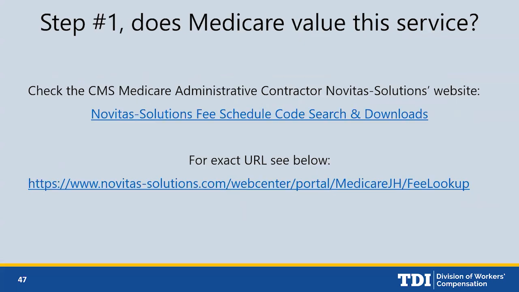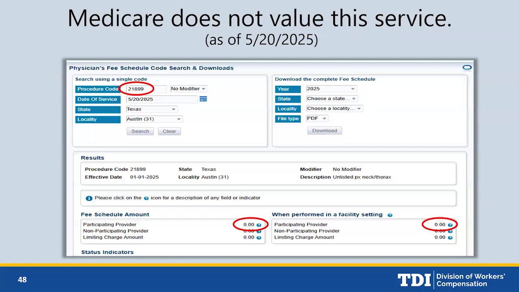You're going to check to see if that code has a value. The Novitas website, I took you to it earlier. You're going to go to that same fee schedule. Here's the exact URL for that. And I looked up 21899 for Austin, Texas, and it has a 0 in the participating provider amount. So you know Medicare is not valuing it. The next step is Medicaid.